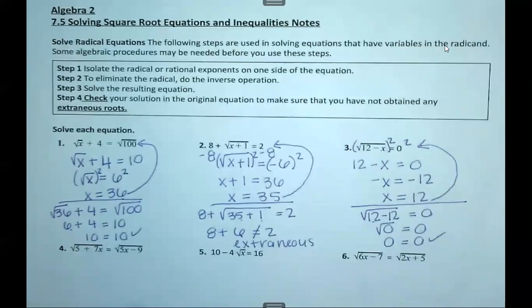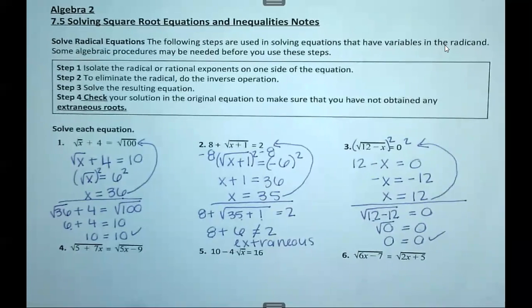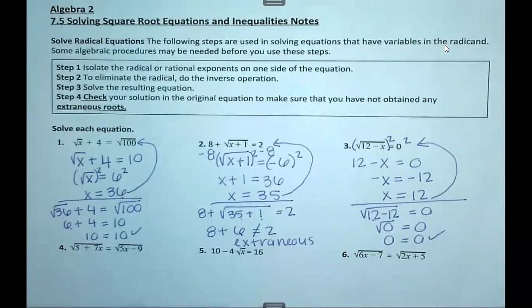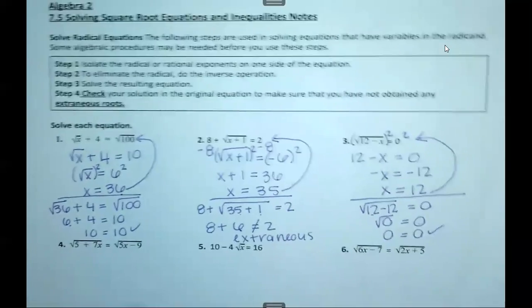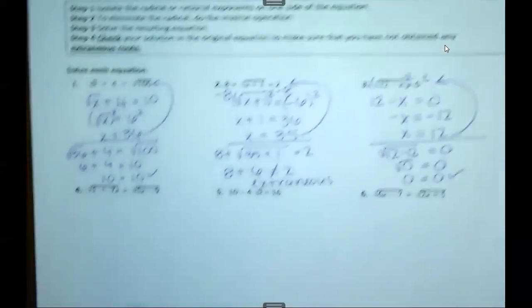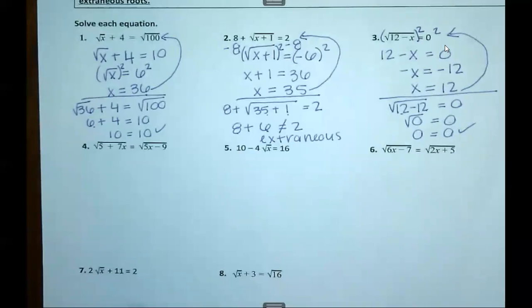So basically, all we have to do is solve for x. Once we get x, plug it in and see if it works. Let's try a few more examples.